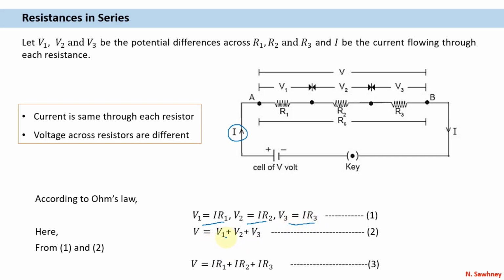As they all are connected in series, the overall potential difference V is equal to the sum of all potential differences, that is V1 plus V2 plus V3. Putting the value of V1 from equation number 1, V2 also from equation number 1 and V3 also from equation number 1, we get V is equal to I R1 plus I R2 plus I R3. Let us mark it as equation number 3.